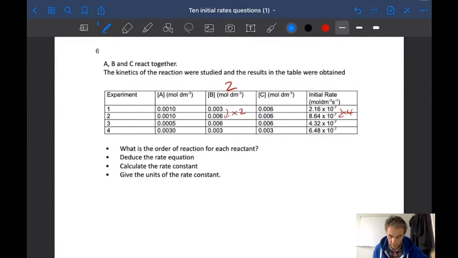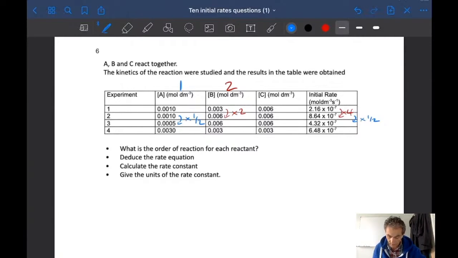Go to blue. So experiments 2 and 3 now. You can see in 2 and 3, C concentration staying the same, B concentration staying the same, whereas A's concentration is halved. So going from there to there, that's a halving. What's happening to the rate? 8.64 times 10 to the minus 7 down to 4.32 times 10 to the minus 7. That's a half. So this must be order 1.